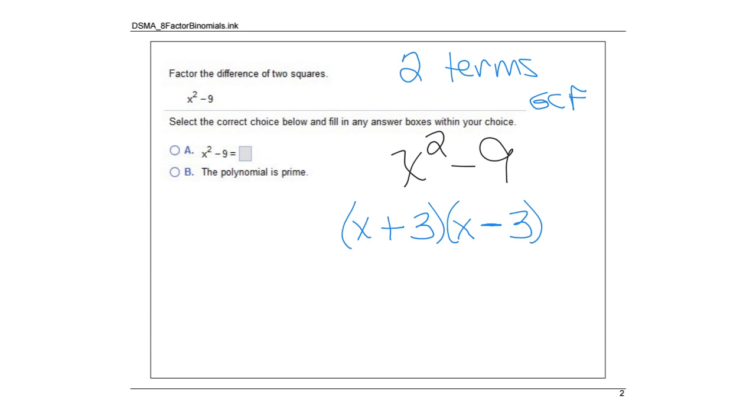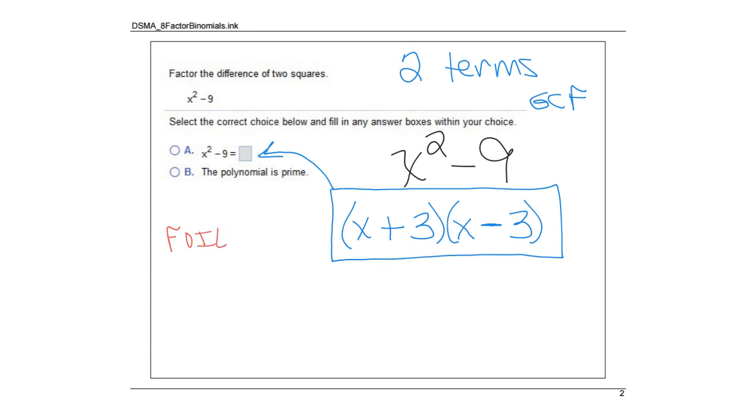So this is how difference of squares works. I think I have a slide in a little bit, we cannot factor a sum of squares, and I'll show you why when we get to that slide. But this is how difference of squares is going to look. So let's come over here and check our work. This actually is the answer, but let's go ahead and FOIL.